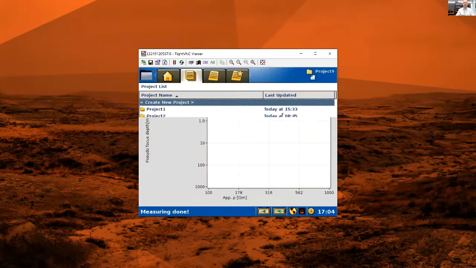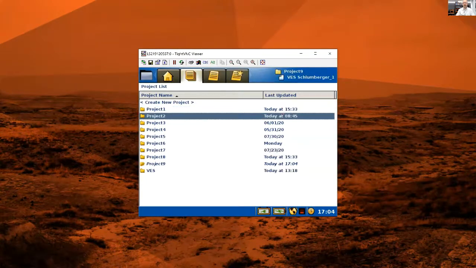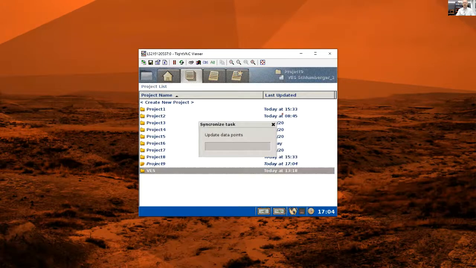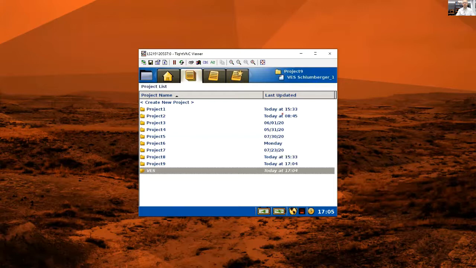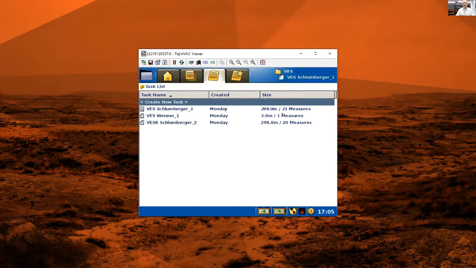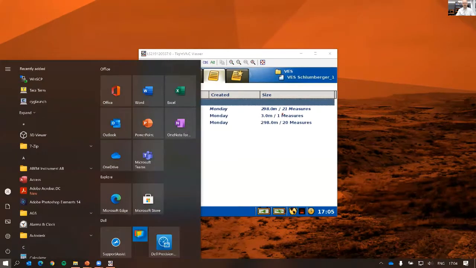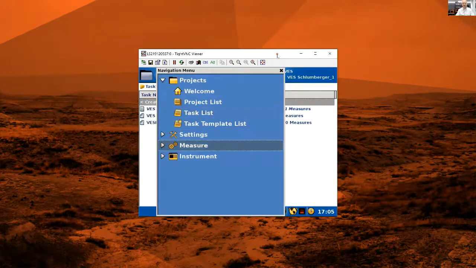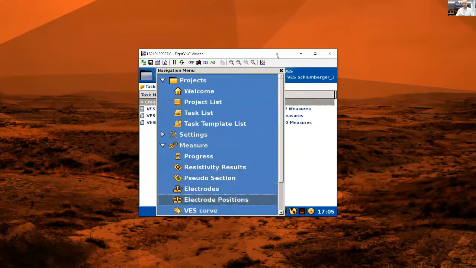project list, and go down to this VES one at the bottom, load that in, and then have a look at the sounding curve for this one. It's the wrong button, sorry. Bring up the menu, jump to the VES curve.